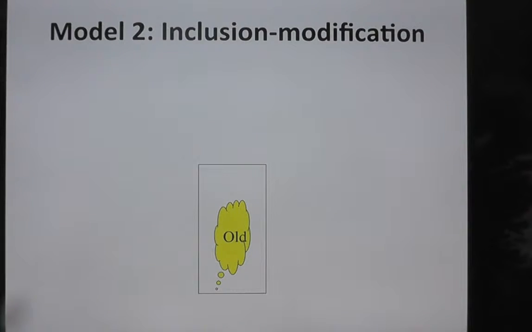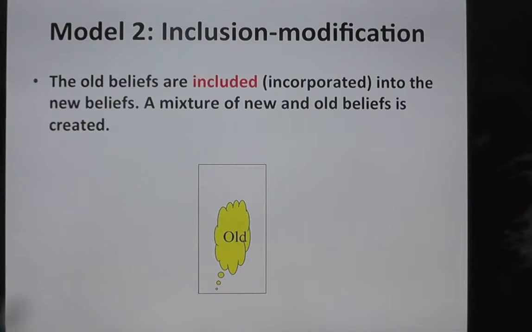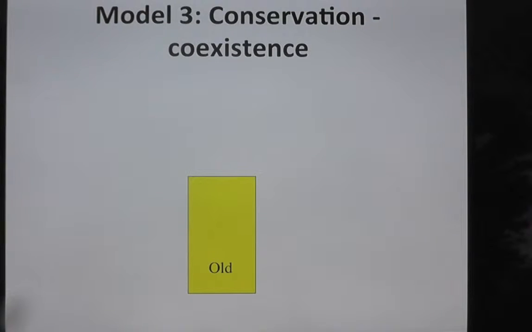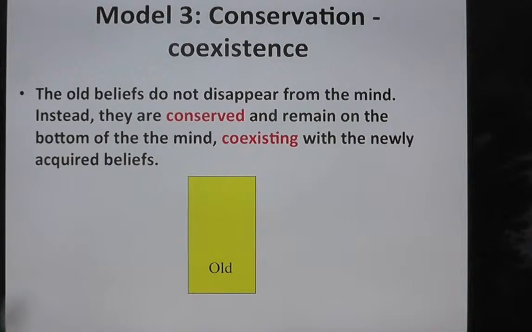Model 2, inclusion-modification, states that the old beliefs are incorporated into the new beliefs. A mixture of new and old beliefs is created. Finally, Model 3, conservation-coexistence, states that the old beliefs do not disappear from the mind. Instead, they are conserved and remain on the bottom of the mind, coexisting with the newly acquired beliefs.